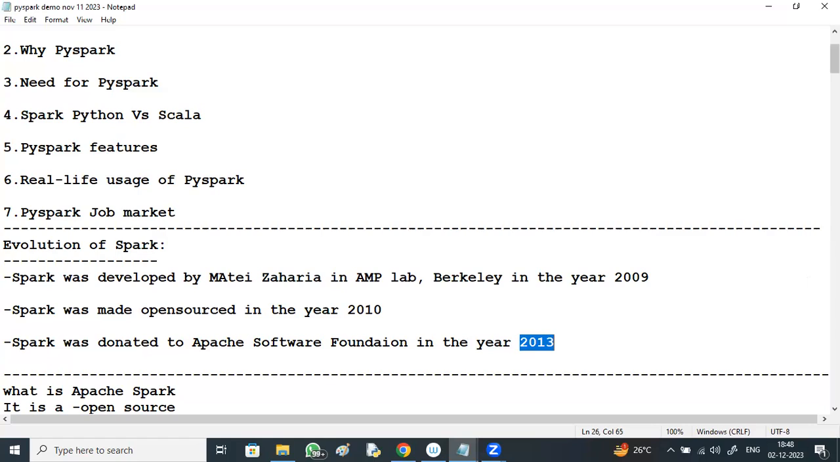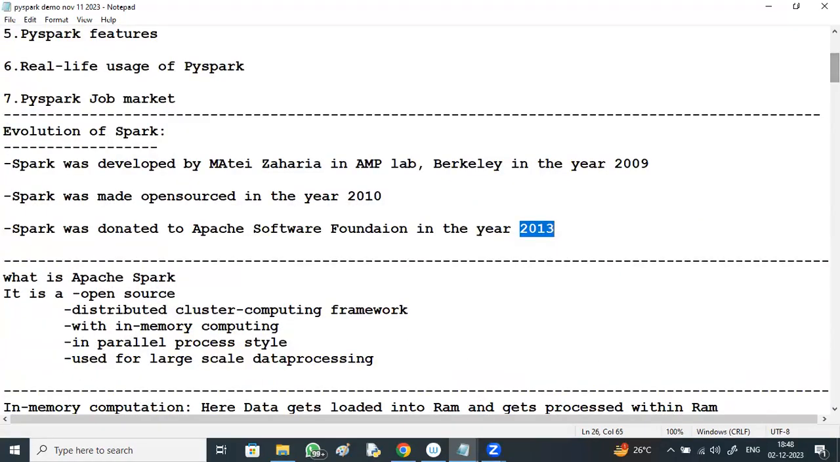If I can define Apache Spark in four lines, observe this. Spark is an open source distributed cluster computing framework with in-memory computing in a parallel processing style, used for large-scale data processing. So I can say it's a general engine: Apache Spark is a general engine for big data analysis, for processing, and for computation.